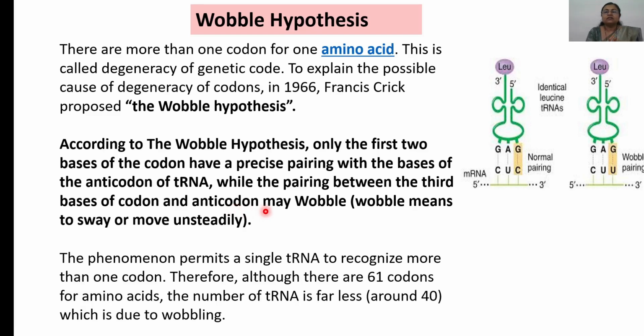Wobble means what? Not steady, unsteady. This phenomenon permits a single tRNA to recognize more than one codon. And therefore, although there are 61 codons, 61 because 3 codons are the stop codons, that's why 61 codons are for amino acids, the number of tRNA is far less. It is around 40. Why? Due to wobbling.